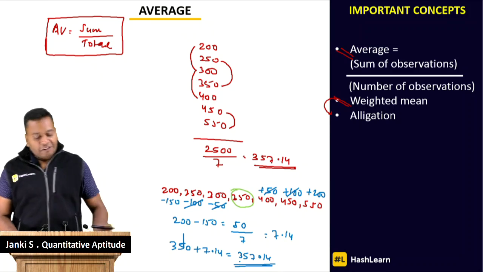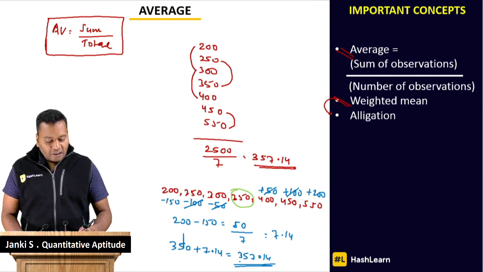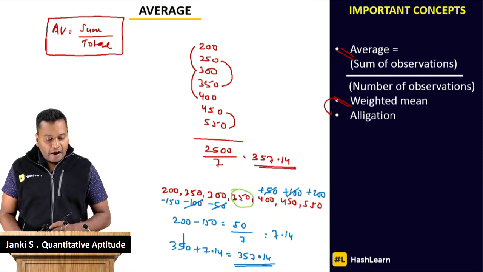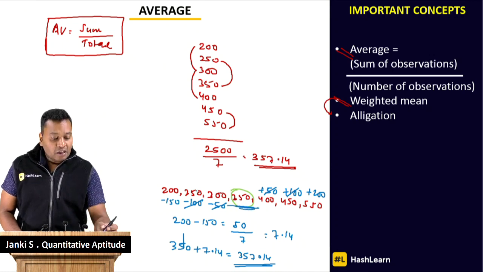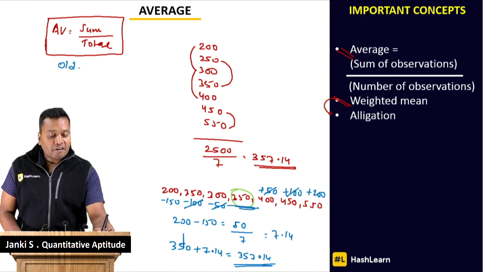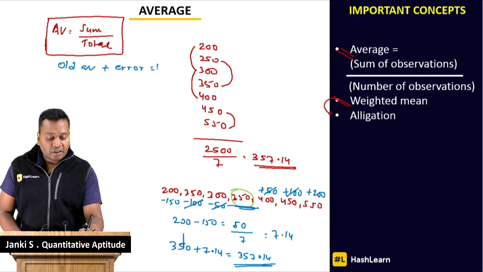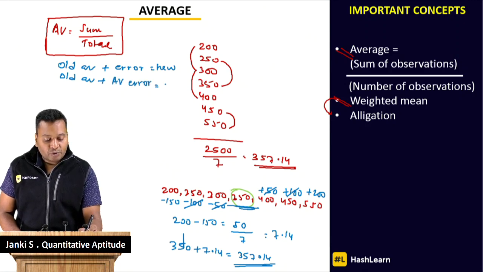So ideally, if I identify the things required to work on the average part, my requirement is my assumed average here, which I'll write as old average, plus the error part will give me the new value here, and old average plus the average of the error part will give me the new average here, right?